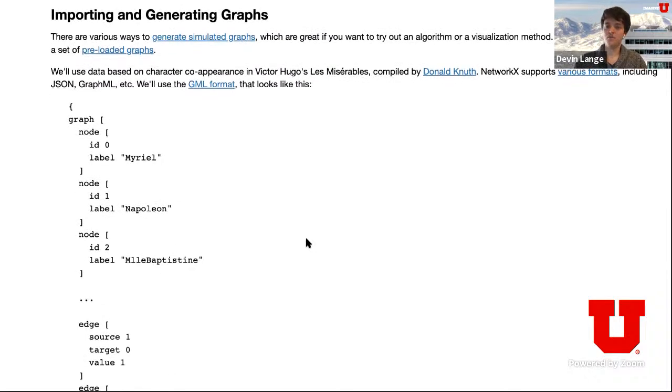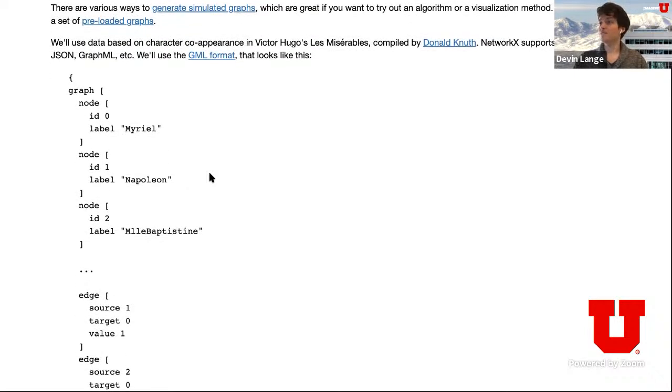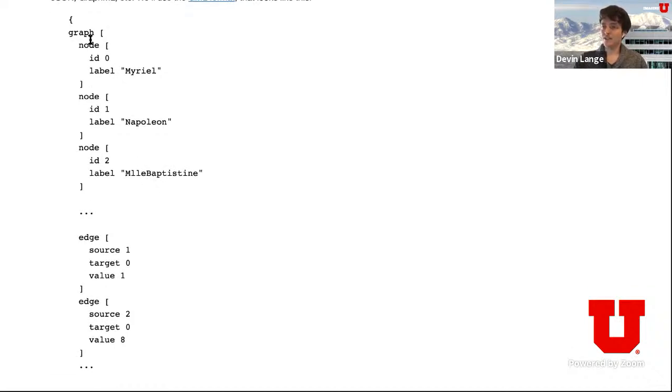And for this notebook, we're going to be using GML or GraphML, mostly because it's easier to load in because it's specifically for these graph data structures, where JSON is a little more generic. You can use it for modeling graphs, but you have to do a little bit of extra work so that NetworkX knows what is referencing what.